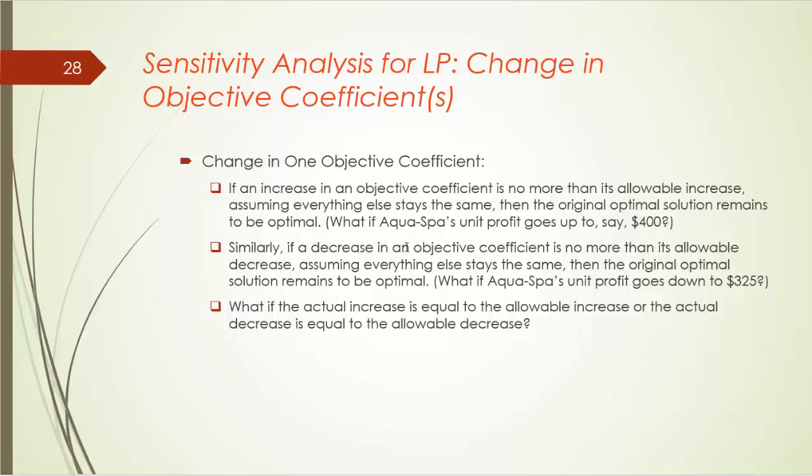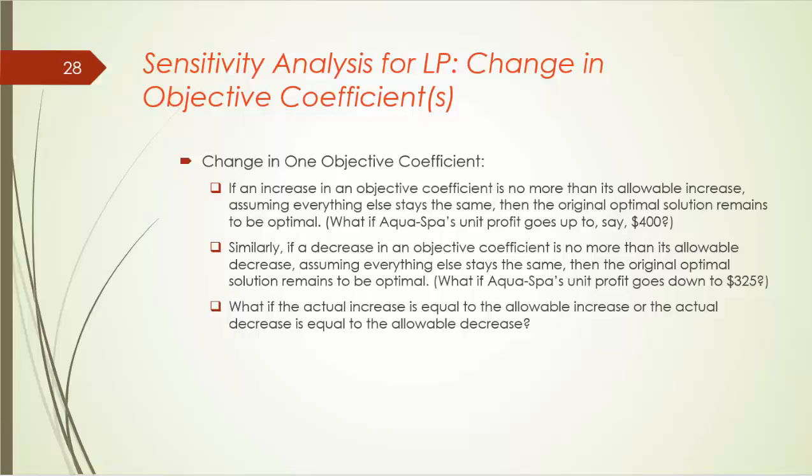Now let me ask you a question. What if the actual increase or actual decrease is equal to the allowable increase or the allowable decrease? What would be your answer? Next, let's look at how we found those numbers for allowable increases and allowable decreases.